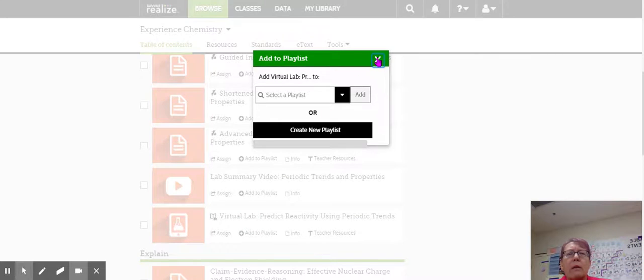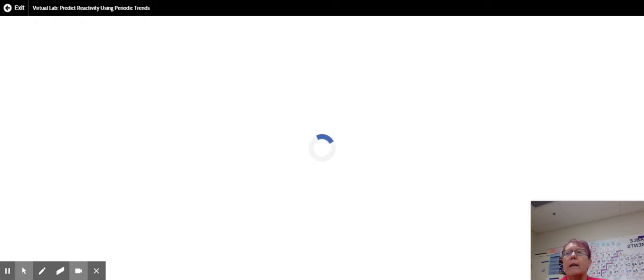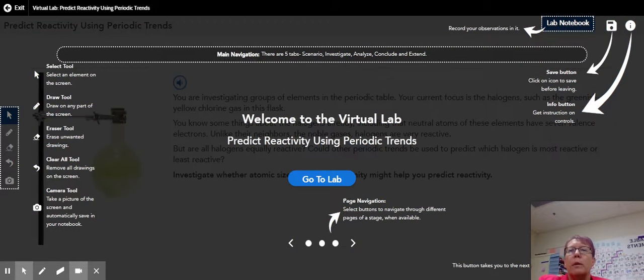Okay, so let me go ahead. This is what you will be doing. This first page just tells you how to navigate. Important things: there are 5 tabs. Scenario, investigation, analyze, conclude, and extend. In each of those tabs, you're going to see something like this with the little dots.